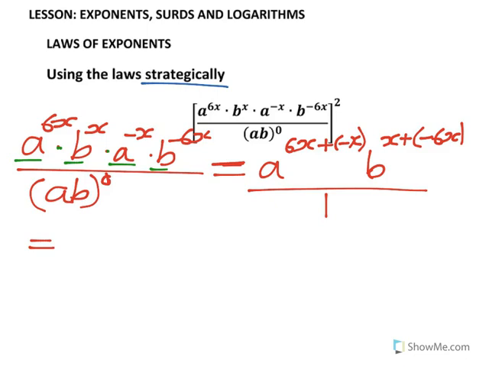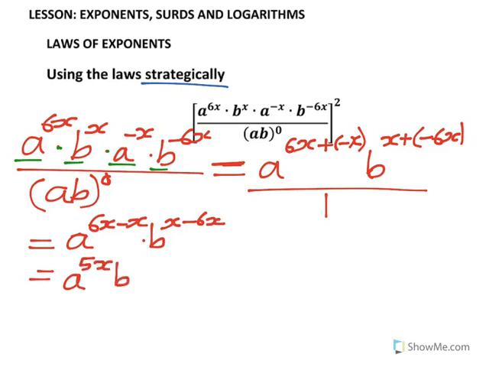Now when I add the top, I will have a to the power 6x. The negative is always powerful over a positive. So plus or minus x is the same as 6x minus x, dot b to the x minus 6x. Then it becomes a to the power 5x, b to the power minus 5x.